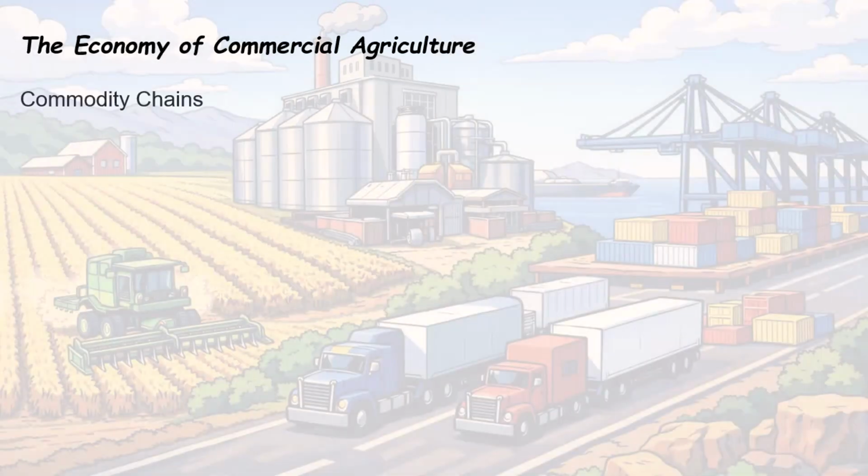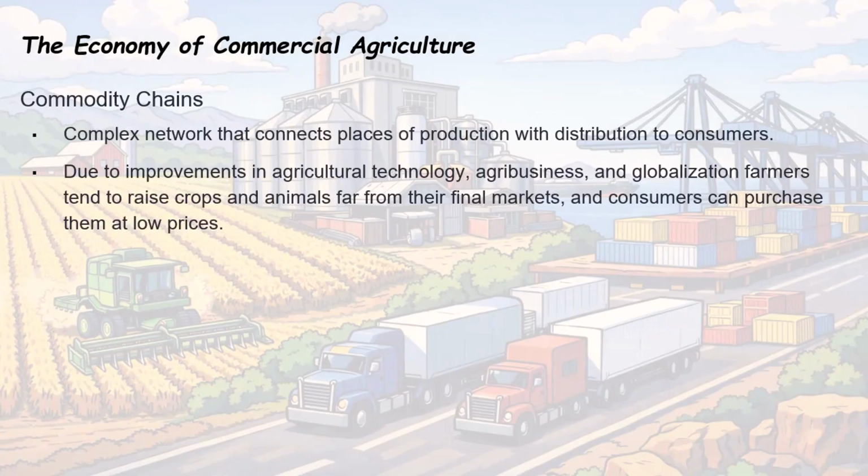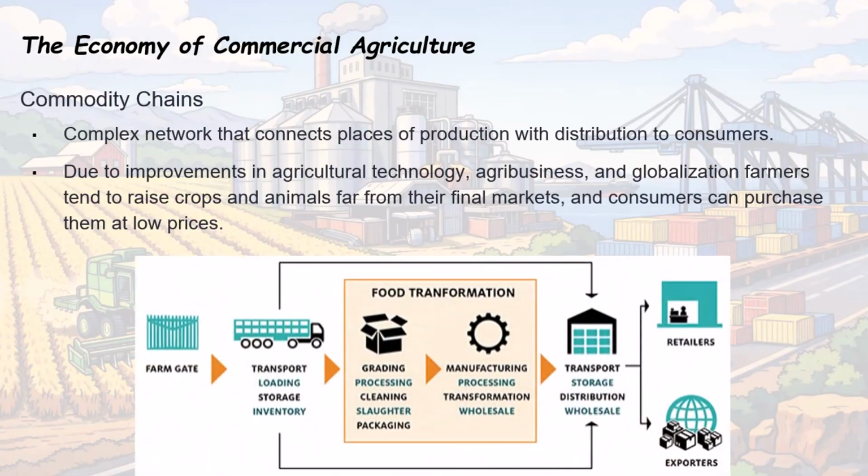Your chicken nuggets have a passport. Commodity chains are the complex networks that connect places of production with distribution to consumers. Translation, your food does not teleport. It travels, a lot. Look at that diagram.